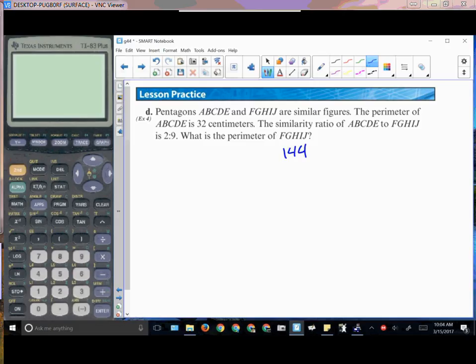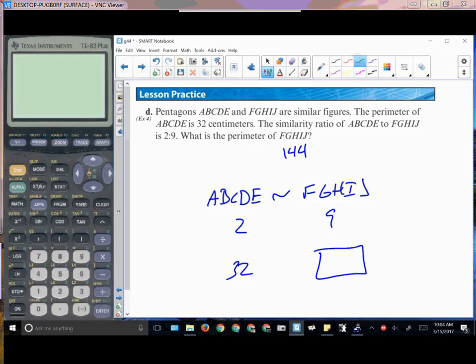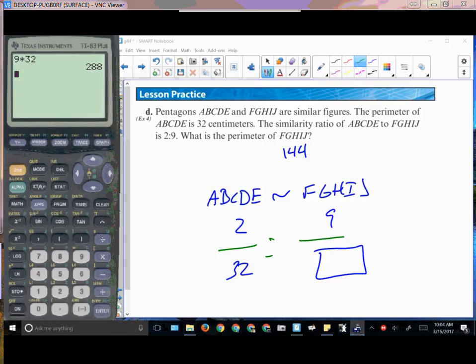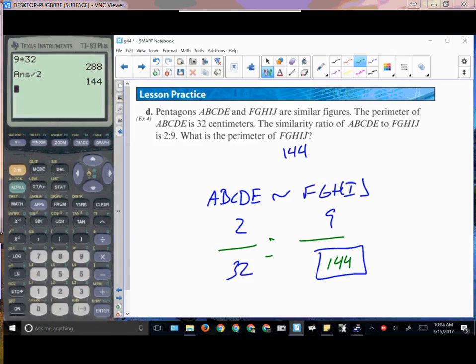Let's give that a check. So if I've got A, B, C, D, E is supposed to be similar to F, G, H, I, and J. I see that we have a ratio similar to 2 to 9. We are told that the perimeter of ABCDE is 32. So we're looking for the one that's over there. So let's see, clear that out. So it'll be 9 times 32, enter, divide by 2, and I end up with 144. Absolutely correct. Excellent.